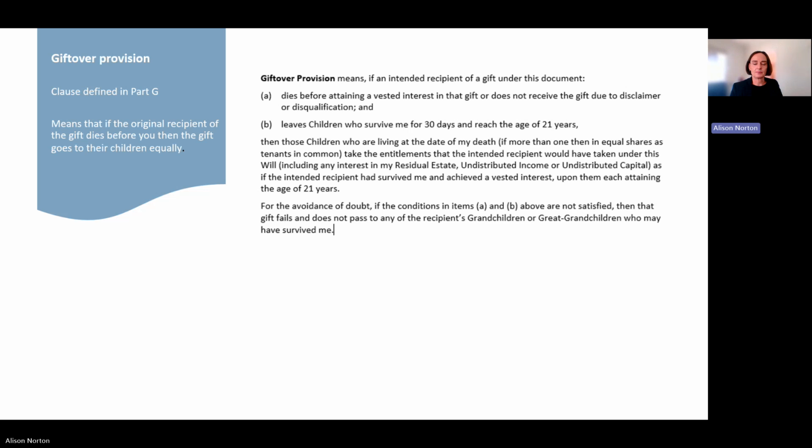Moving on, I just wanted to explain the meaning of this gift over provision, because you will see this a little bit throughout the will for certain gifts. This is a bit of a catch-all. So if the original gift recipient has passed away before you, then any children that survived you of the original gift recipient will get that gift. So for example, if you'd left a gift to your child, but your child passed away before you, leaving their own children, then those children will inherit. This is a defined term, so you'll find that at the back of the will in the definitions section.